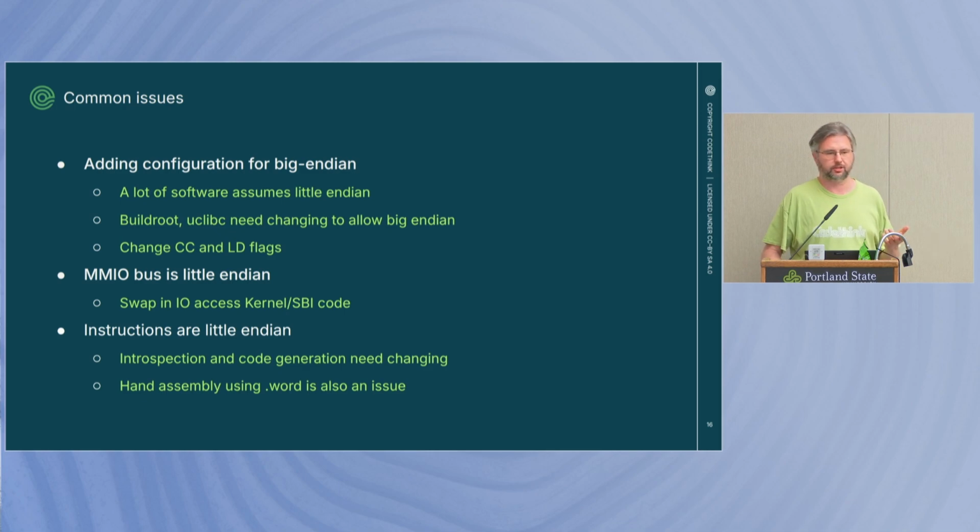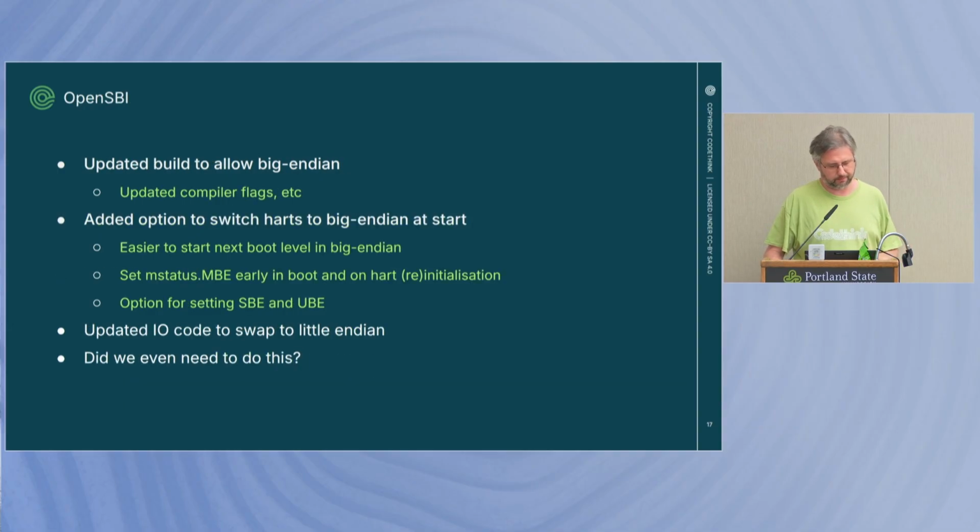And then instructions, they're little-endian, right? This is a slight problem if you say need to do introspection or code modification at runtime. You have to work out whether you need to swap your data or not. And there's a really weird one at the end, which is the people doing hand assembly of code. And we'll talk about that in a little bit.